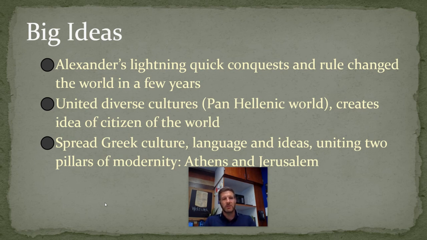And lastly, the spread of Greek culture, language, and ideas finally brings together the two pillars of modernity: the rationality and reason of Athens, and the ethical monotheism and the revelation of the Jewish people. So we're going to see how those then begin to synthesize and produce, again, the next stage of Western civilization.